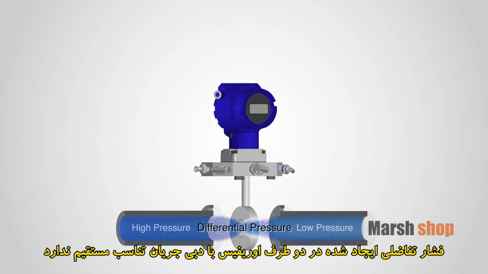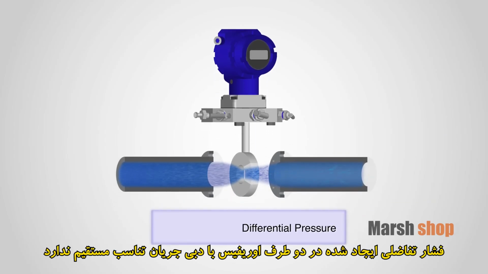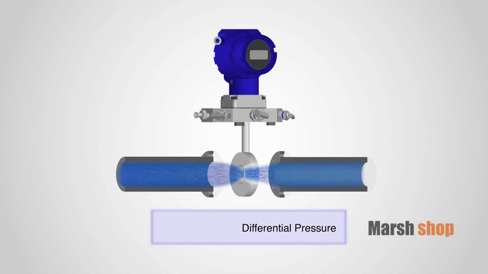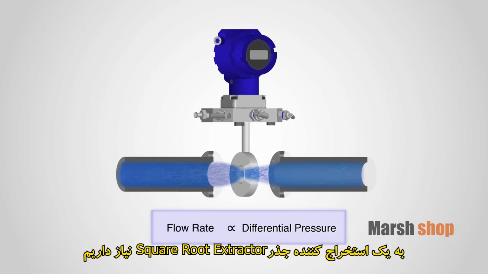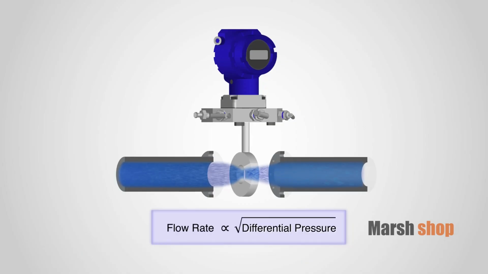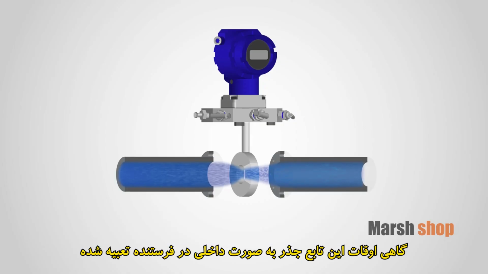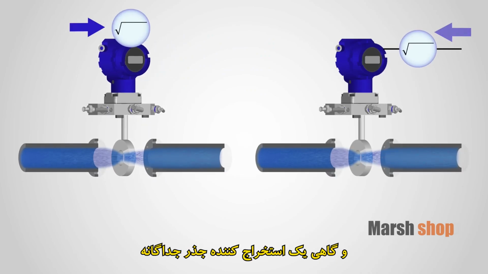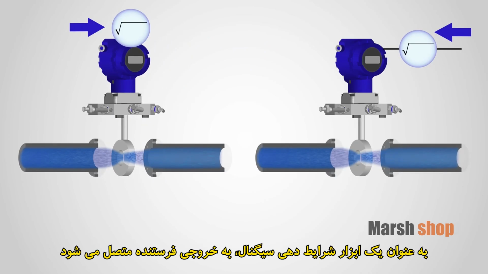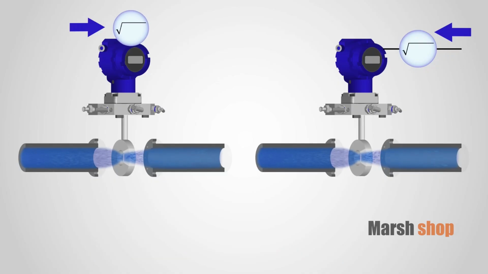Unfortunately, the differential pressure across the orifice is not proportional to the flow rate, but is actually proportional to the square of the flow rate. That's why in applications like this, we need a square root extractor. Sometimes this square root function is built into the transmitter, and sometimes a square root extractor is a separate signal conditioning instrument connected to the output of the transmitter.